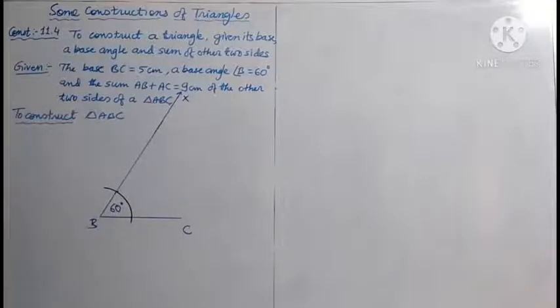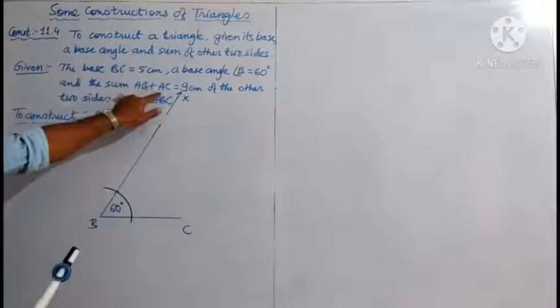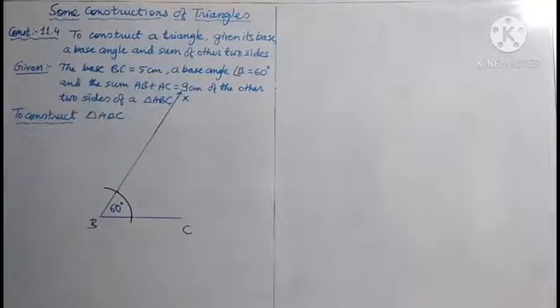Now we have to get the point A on ray BX, such that AB plus AC is equal to 9 centimeters.